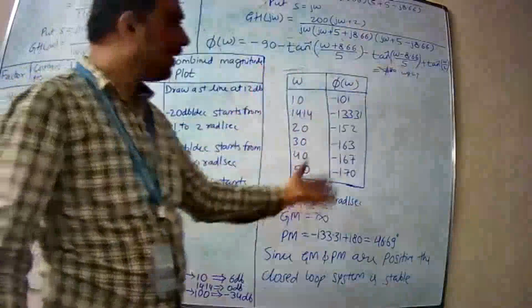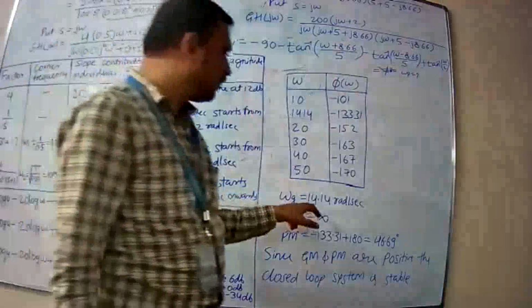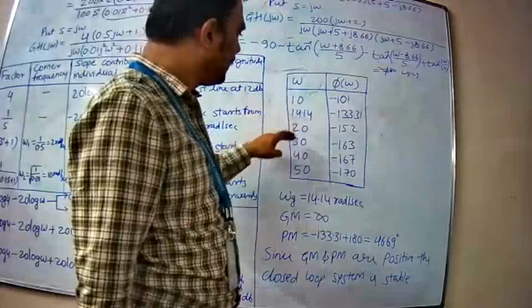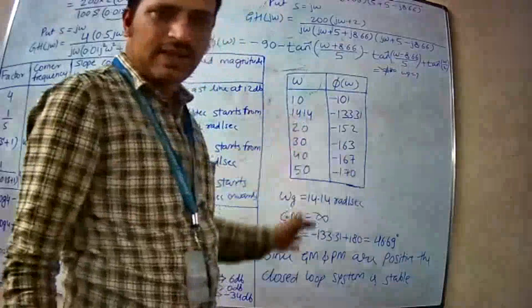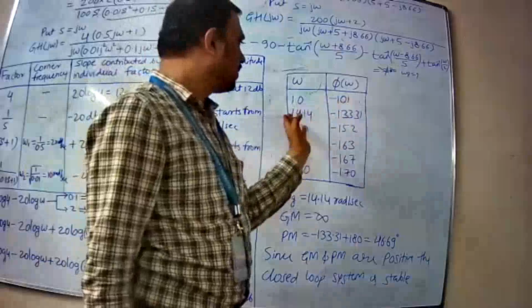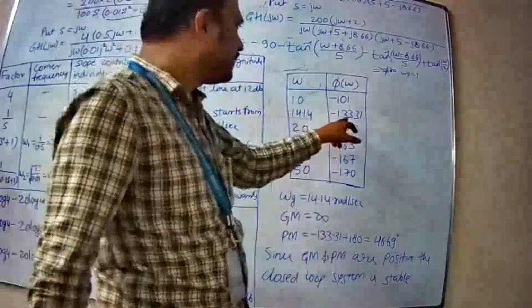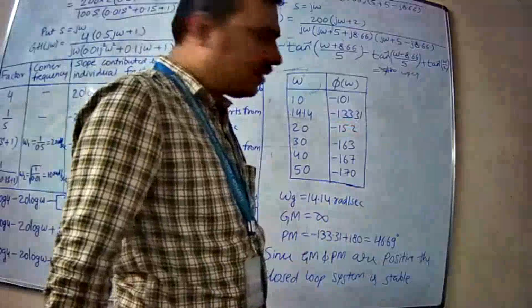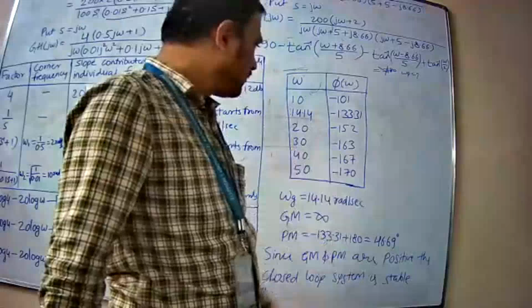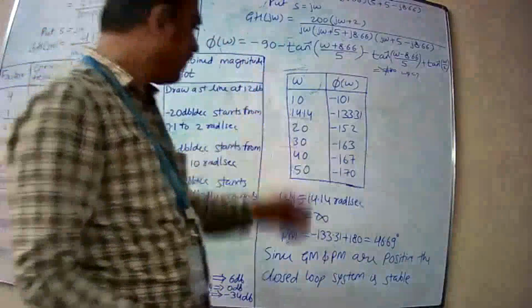After that, we have to go for a tabular column. Here we have got omega g equal to 14.14 radian per second. Above this, 10, 20, 30, 40, 50, like this. I have taken around 5 to 6 values. For 10, minus 101. For 14.14, minus 133.31. For 20, minus 152. 30, minus 163. 40, minus 167. For 50, minus 170. Like that, you are getting the values.